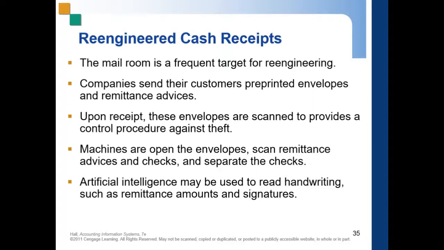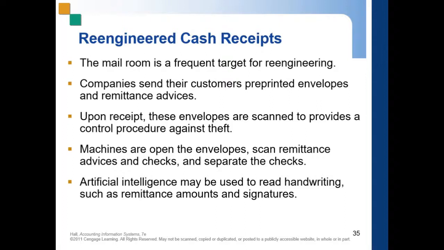So mo na ang gamiton sa department or sa company as a serve as a control or the engineering measures na nila para sa ilahang pag-receive sa cash. So, upon receipt, these envelopes are scanned to provide a control procedure against theft. So, mo na siya kung dimension. And then, machines are the ones who open the envelopes, scan remittance advices and checks, and separates the checks. And then, artificial intelligence may be used to read handwriting such as remittance amounts and signatures.